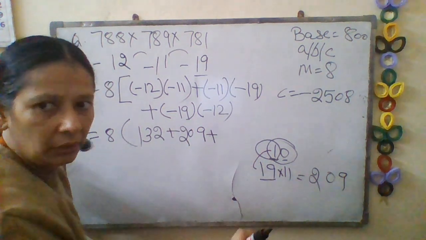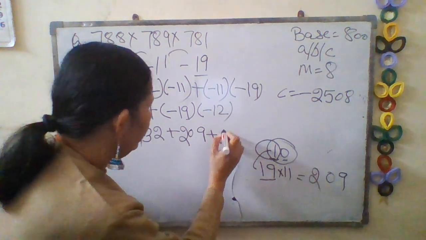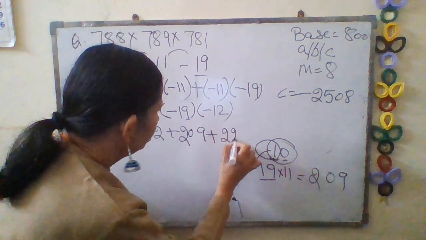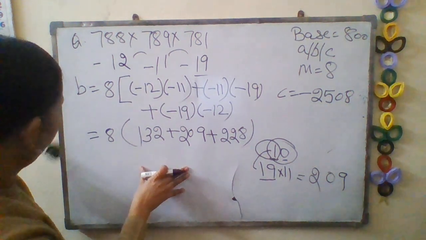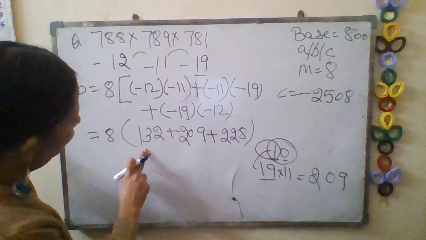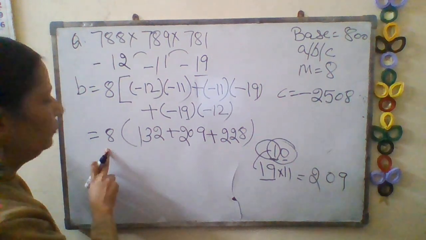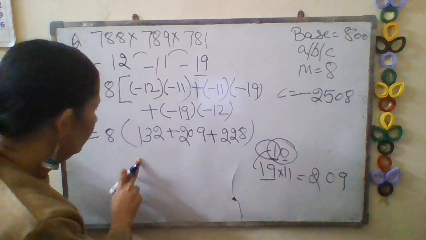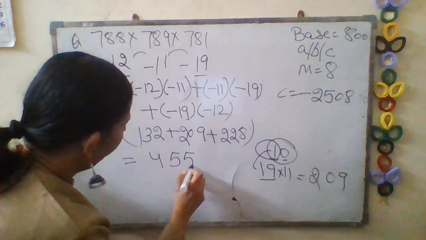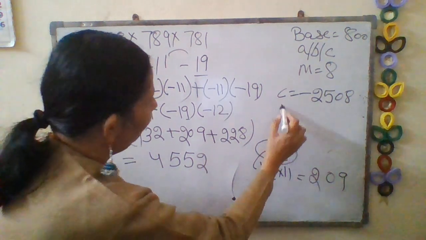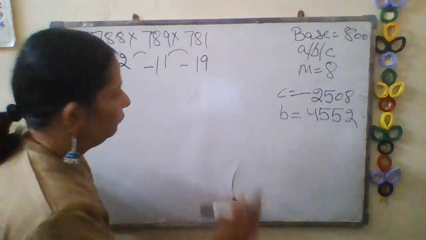So here what will you get? Here you will get 19 into 12 is 228. Okay. So now see, this portion I have already solved for you. You have to now add 132 plus 209 plus 228 and then you have to multiply all that with 11. So what will you get when you solve it here? You will get 4552. Okay. So now the value of B I am going to write down here only. The value of B I have written.